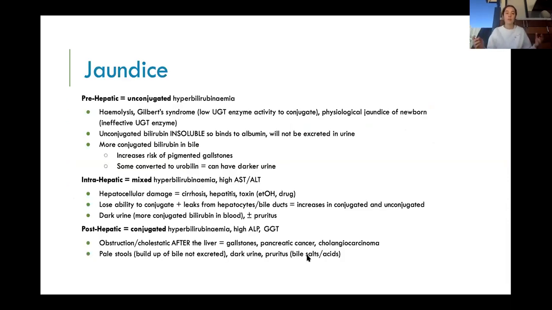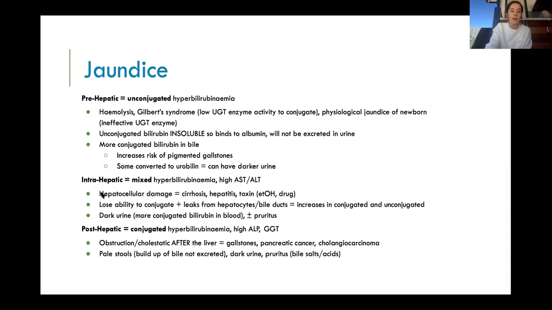So for jaundice, you have prehepatic, intrahepatic, and posthepatic. Your prehepatic is before the liver, and it's going to be unconjugated because it's just extra breakdown and it hasn't reached the liver yet. And this is usually from hemolysis, so death of red blood cells. So that can increase the risk of pigmented gallstones as well.